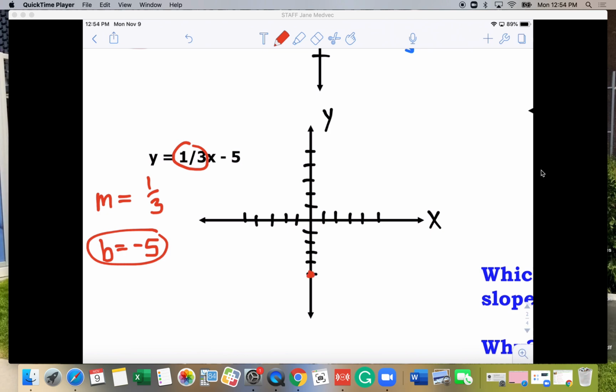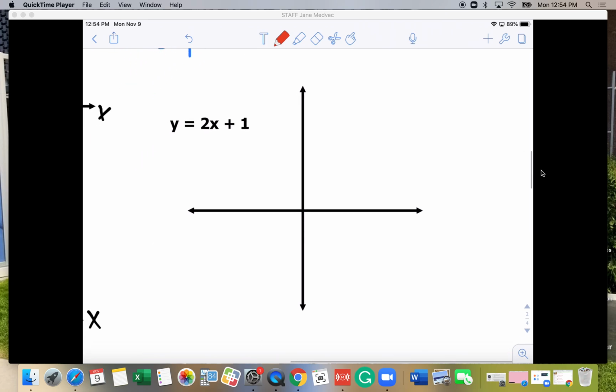Then my slope, and again, I'm going to use my highlighter to help you visualize this, is 1/3. So I'm going to go up 1 and over 3, and I'm going to put my point. Then I'm going to go up 1 and over 3 again. So about right there. Then I'm going to graph my line, and it should be nice and straight. You're going to notice that the slope was positive, and the red line is going up from left to right.